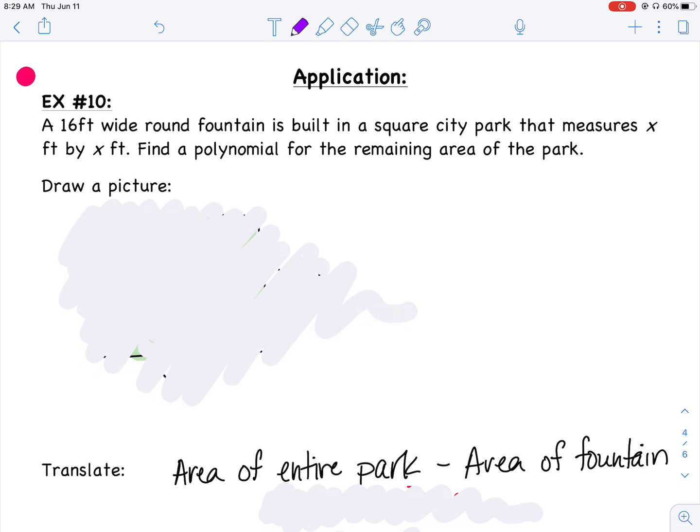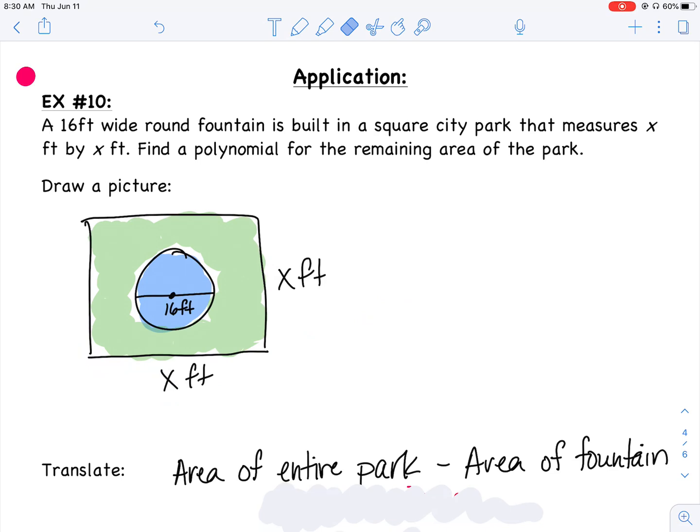I don't know about you, but it always helps me to draw a picture to visualize what's happening. So it says here that we have a square park. We're not really sure what the measurements are, but it's a certain feet by a certain feet, and so I'm going to draw a picture of that. And then I know inside the park there is a round fountain that is 16 feet wide. This is kind of what my park looked like.